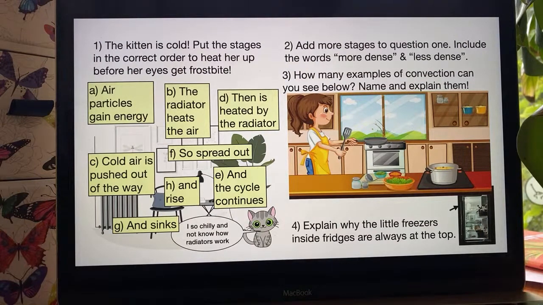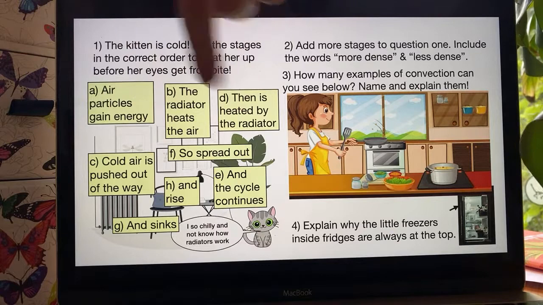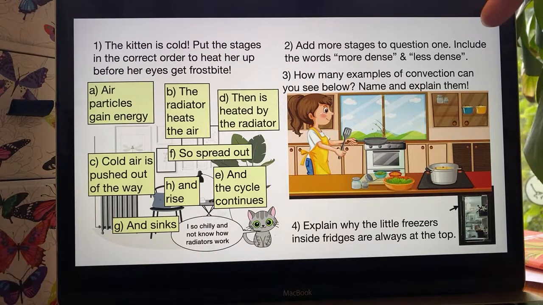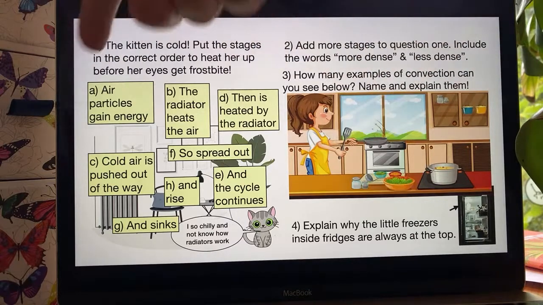I kept trying to do it and then realising I'd missed one out and having to stick it in a different place. Question number 2, which I wrote a couple of years ago: can you add more stages to question 1 and include the words more dense and less dense? If you could talk about density, that would be good. So add some ideas about density to question 1.